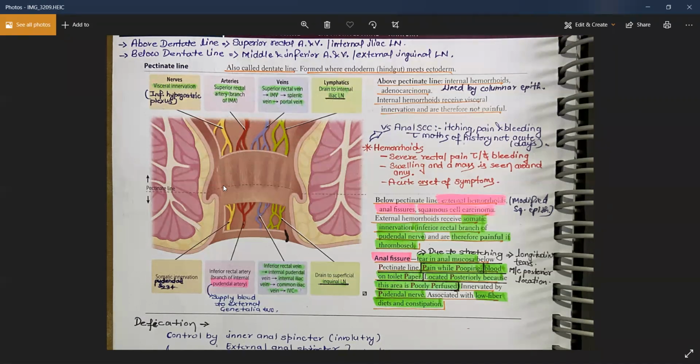For the nerves above the pectinate line, it is the visceral innervation, or I must say the inferior hypogastric plexus is there. Does anyone know whether this inferior hypogastric plexus is a sympathetic plexus or a parasympathetic plexus? Parasympathetic. Good.